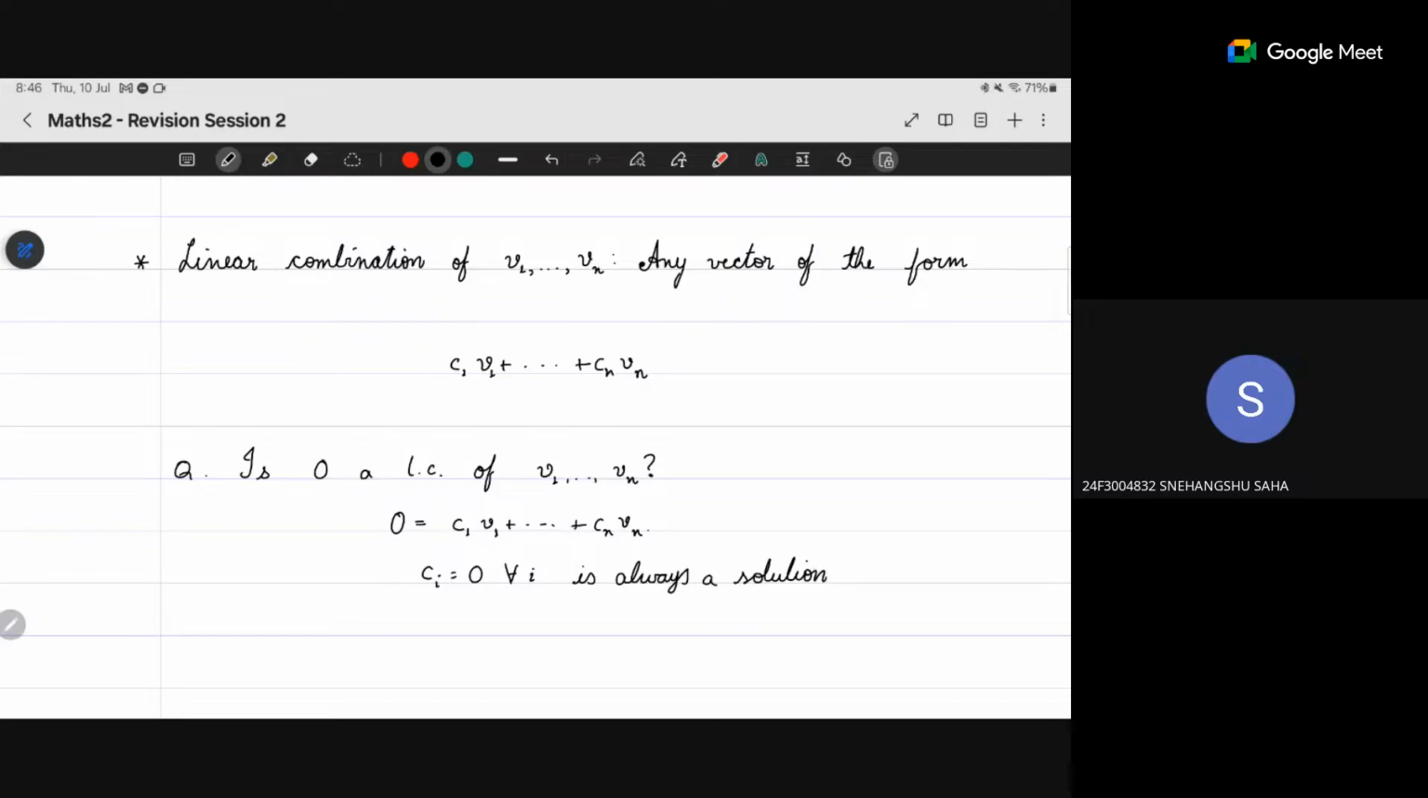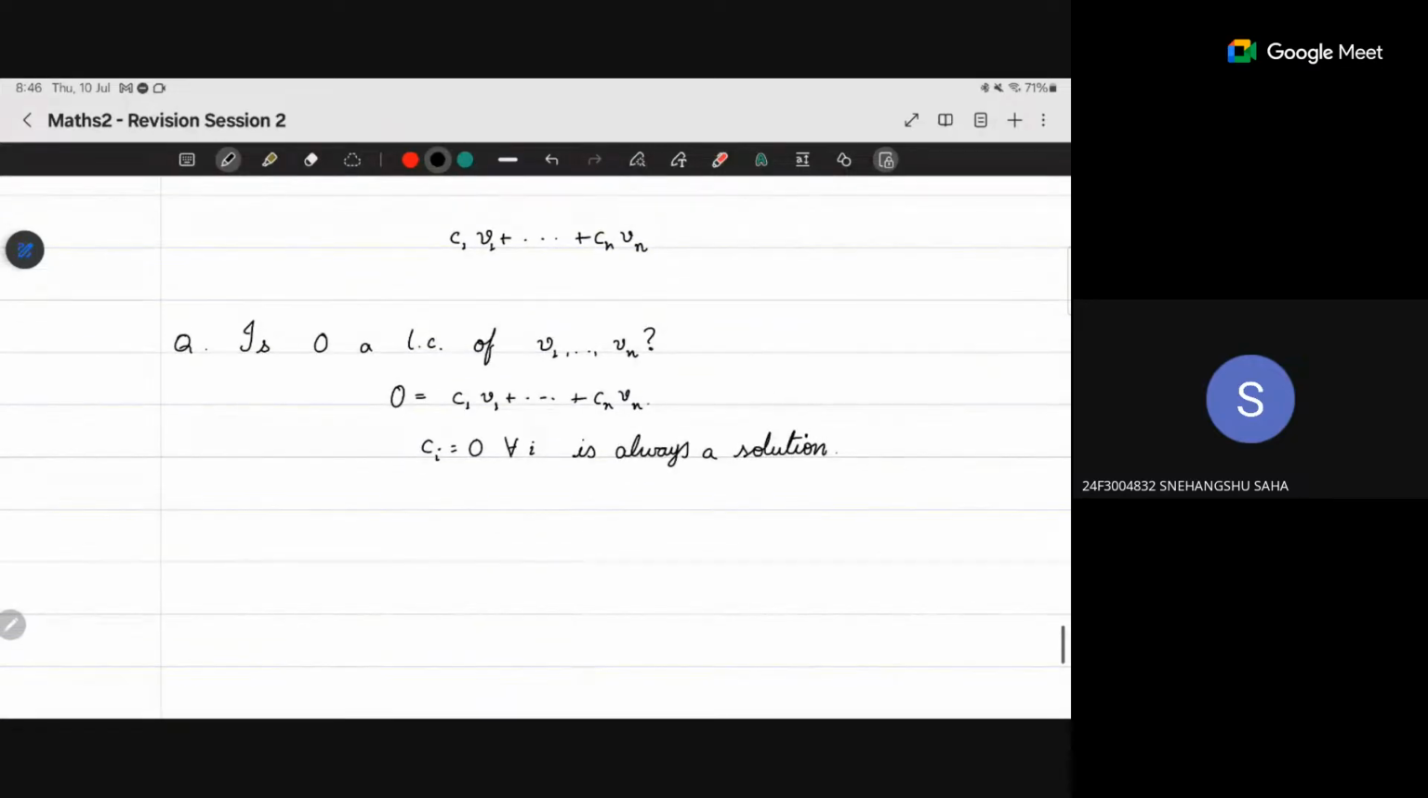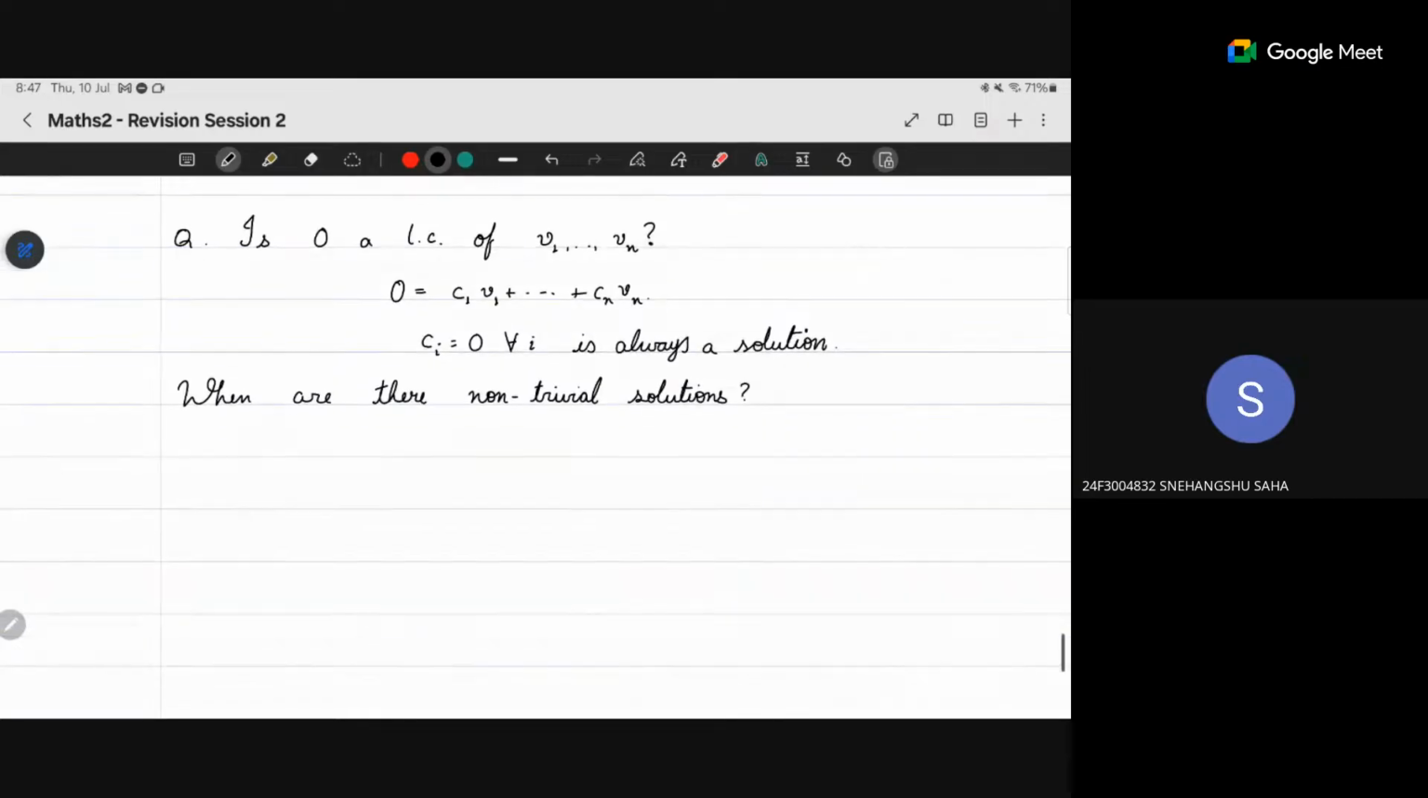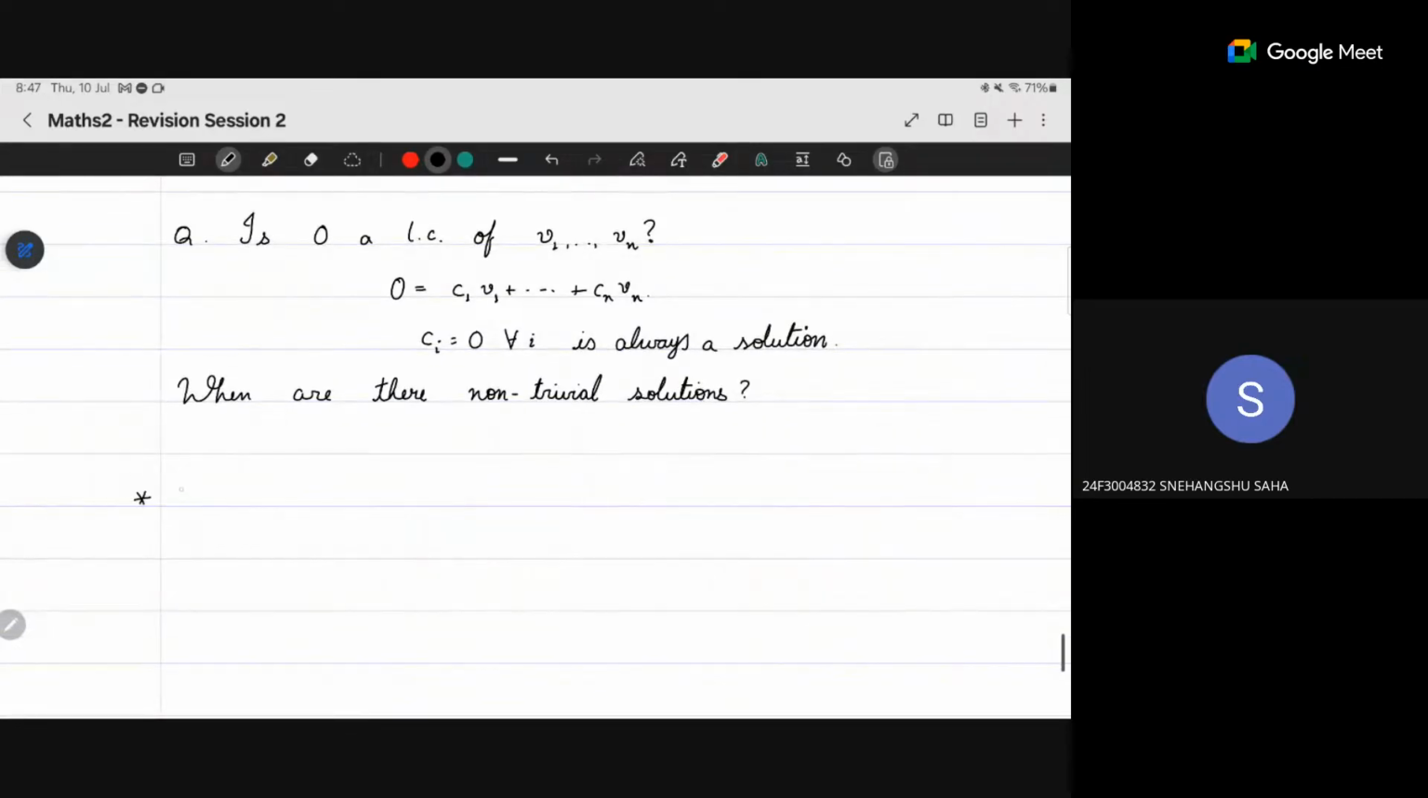This is to be compared with the homogeneous system of equations, which always has a solution. Even though these vectors may not be in Rn, this is something very similar to that. But then when does it have non-trivial solutions? This leads us to what is called linear dependence.